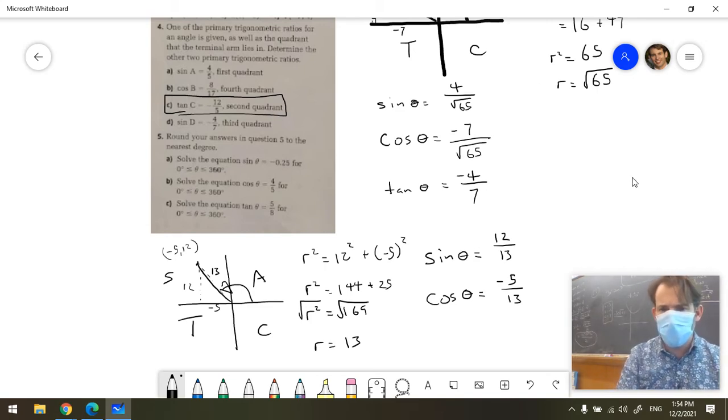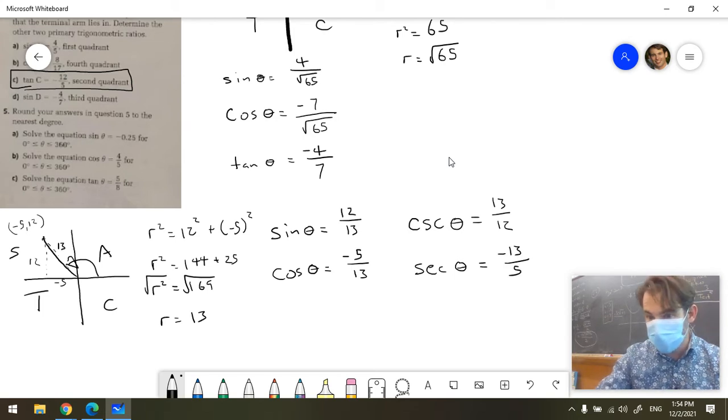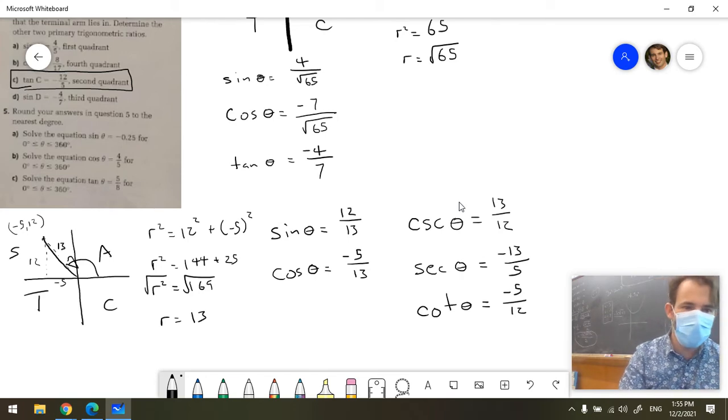But let's also review our inverse trigonometric ratios. The cosecant of theta would be equal to 13 over 12. You just invert the sine to get the cosecant. And the secant of theta would be equal to negative 13 over 5. Just flip it and write the negative on top. And then the cotangent of theta would be negative 5 over 12, because tangent was given as that, and I just flipped that. There you go. So that's how you do those types of questions.